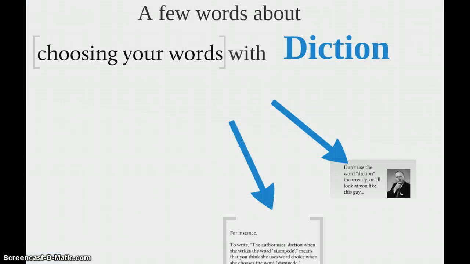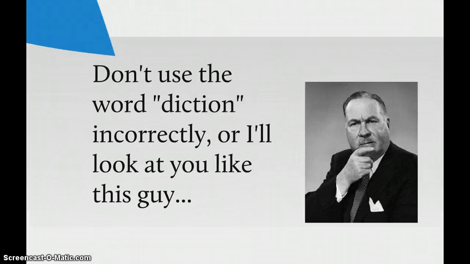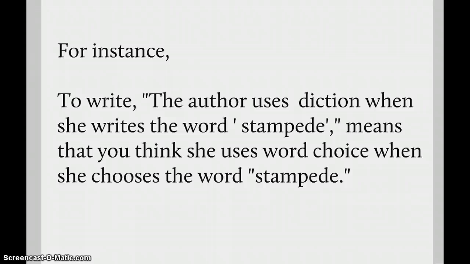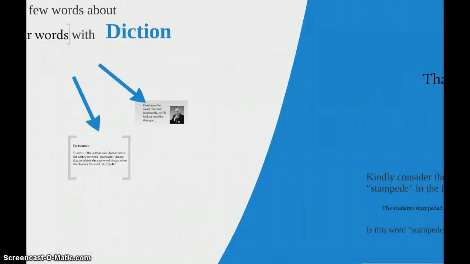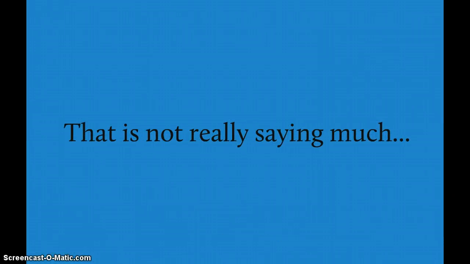A few words about choosing your words with diction. Don't use the word diction incorrectly, or I'll look at you like this guy. For instance, to write, "the author uses diction when she writes the word stampede," means that you think she uses word choice when she chooses the word stampede. So that means you have to have a reason that word was chosen. That is not really saying much.